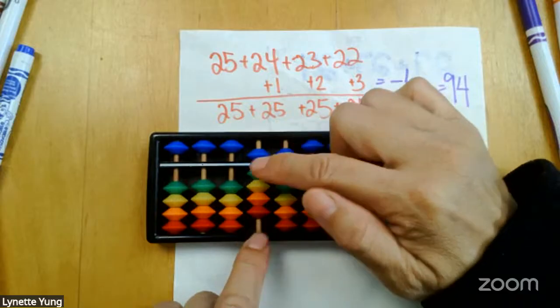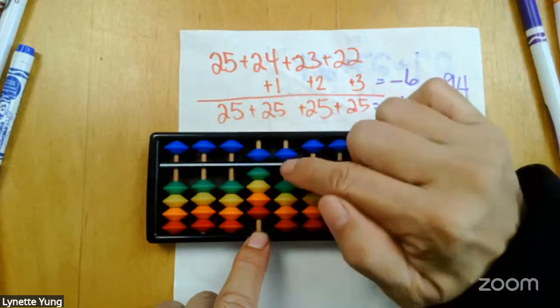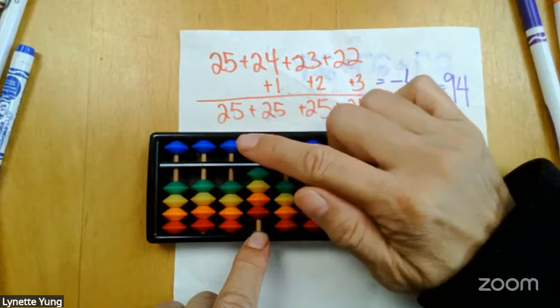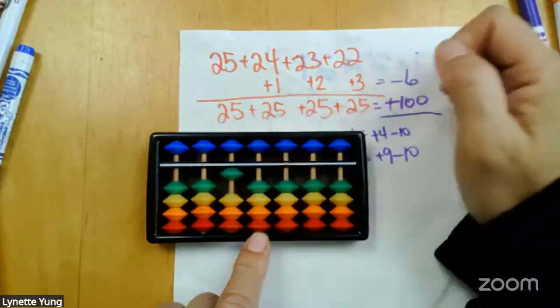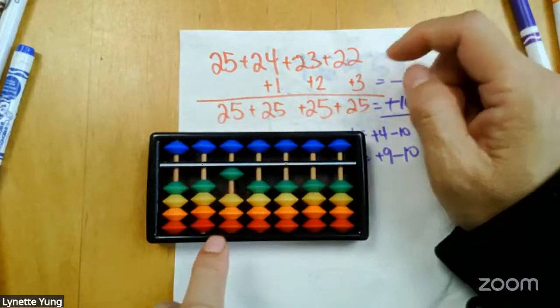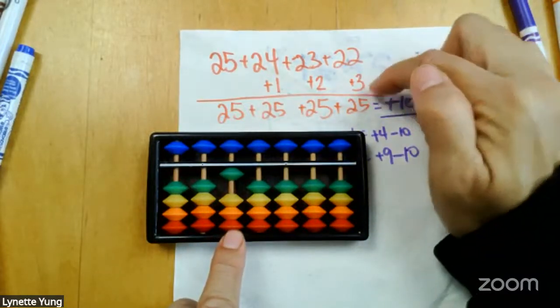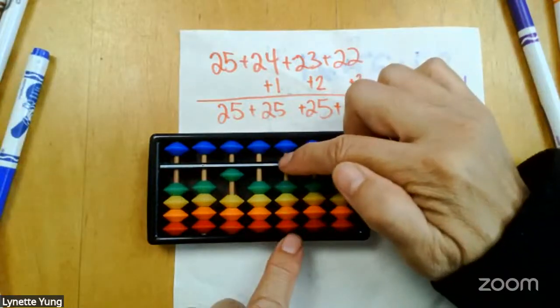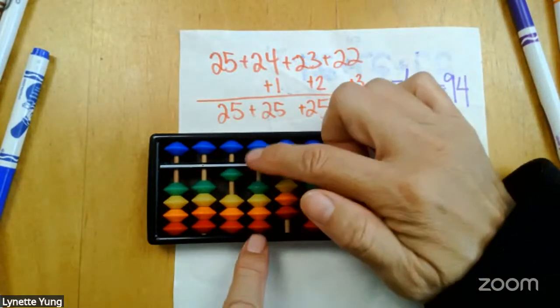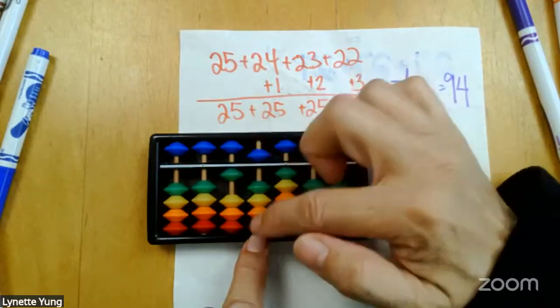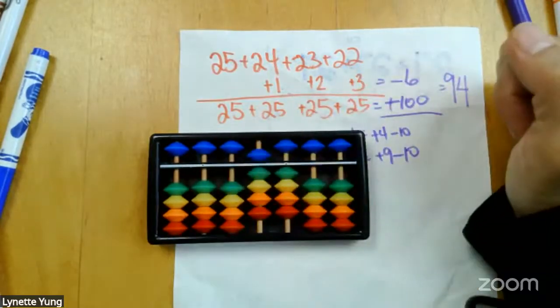Add the 5. Plus the 5 is plus the 10 minus the 5. Plus 10 is minus the 9 plus the 10. And then you have to go back and you have to minus the 6. Minus the 6 is plus the 4. Plus the 4 minus the 10. Minus the 10 is plus the 9 minus the 10.